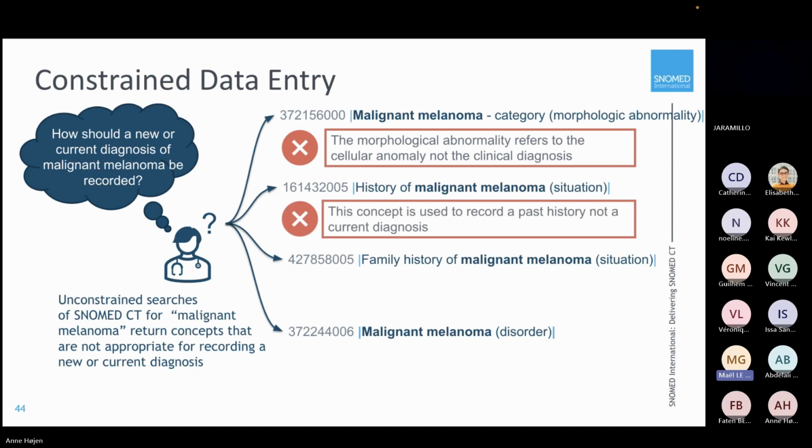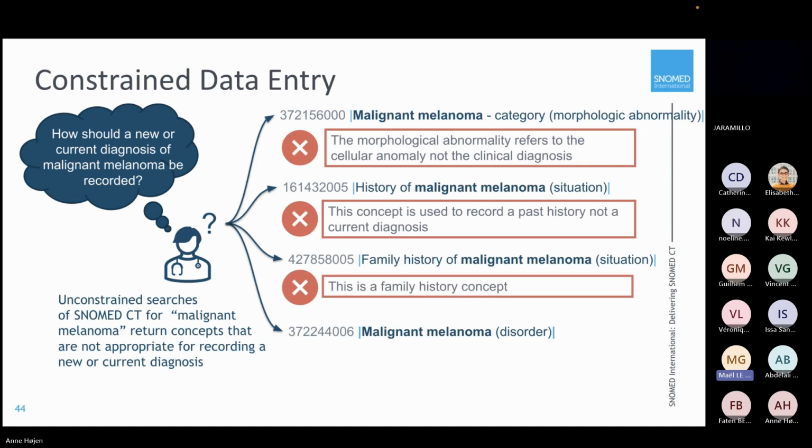There's a concept called history of malignant melanoma. Again, that's not a current diagnosis. It's something representing a past history. Another concept could be the family history of malignant melanoma. And again, it's not related to the patient. It's related to some part of the family. So although these three concepts match on malignant melanoma, they shouldn't be included in a place where you would record a new or current diagnosis.